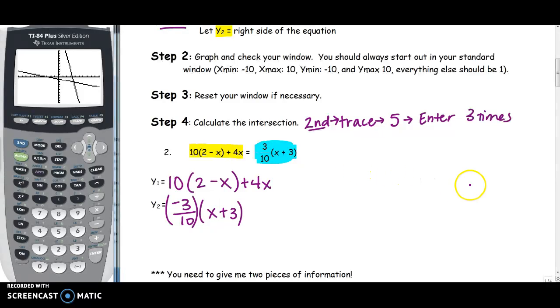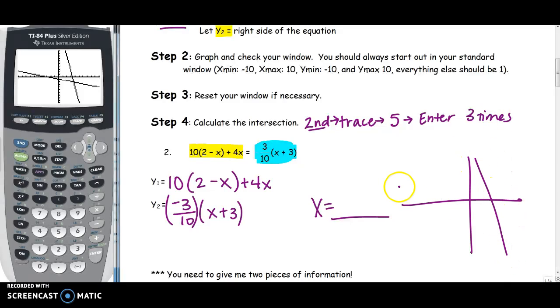Okay, now, one thing I'm going to ask you for is what does x equal? Another thing I'm going to ask you for is to tell me a sketch of the graph. Okay, so for this one, we would hit second, trace, 5, and then hit enter 1, 2, 3 times. We're always going to round to the nearest hundredth, which is the second decimal point. So for this one, our answer is 3.67.